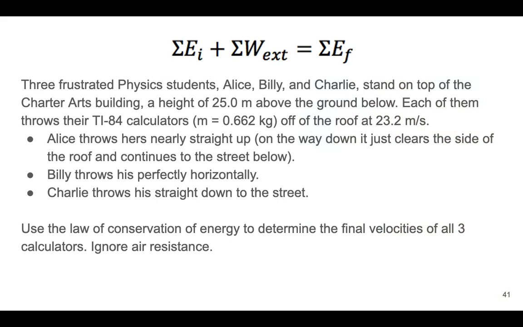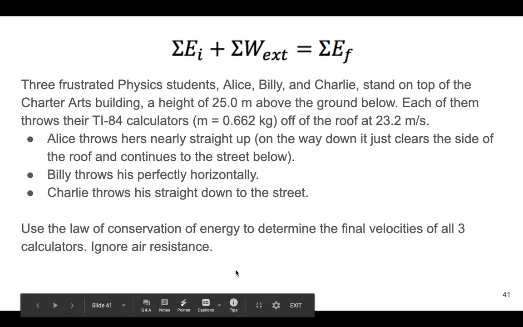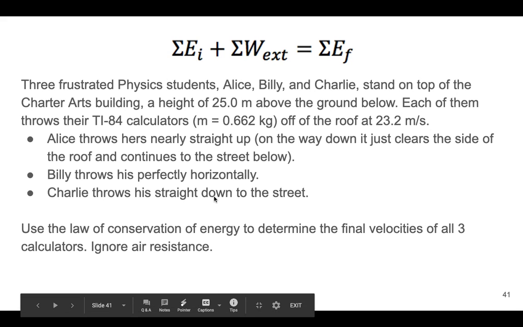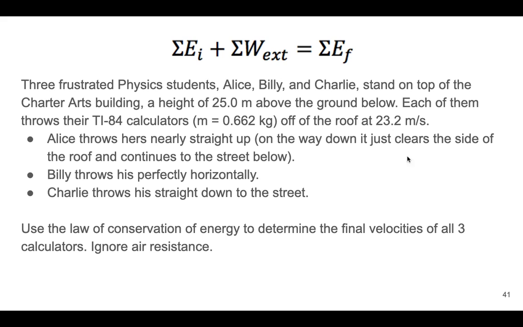So the problem we're going to deal with is we've got 3 frustrated physics students, Alice, Billy, and Charlie. They're each standing on top of the roof, 25 meters above the ground. They're going to throw their TI-84 calculators off of the roof at 23.2 meters per second. Alice is going to throw hers straight up in the air. It's going to go up, come down, miss the edge of the roof. Billy's going to throw his out perfectly horizontally, so out like that. And Charlie's going to throw his straight down to the street. We're going to use the law of conservation of energy to determine the final velocity of all 3 calculators. And as usual, we're going to ignore air resistance.